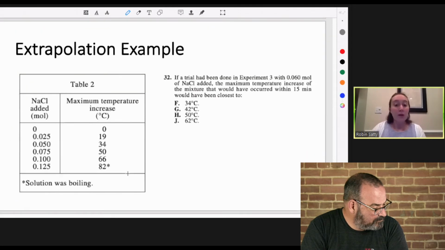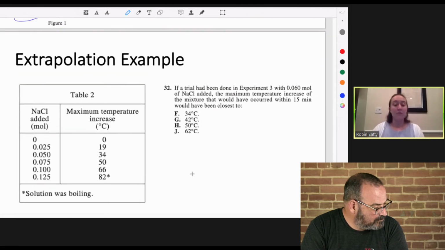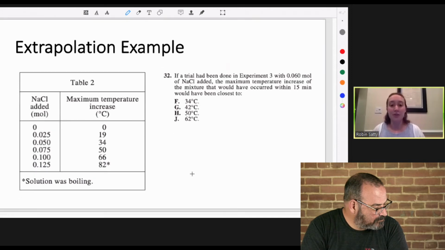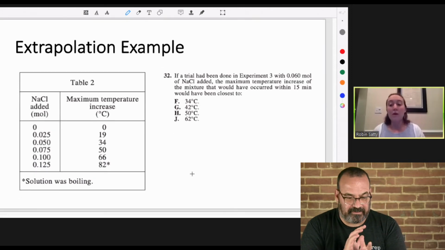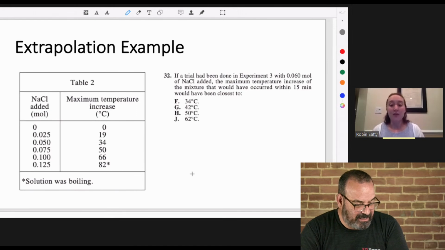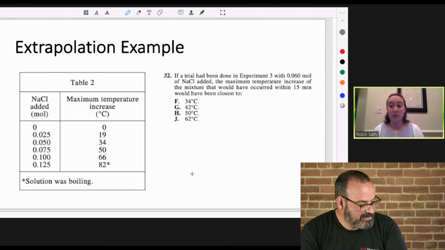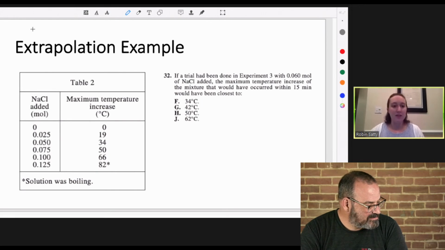And I have one more example for you. And this is an example of an extrapolation question. Wow, favorite. Love it. You'll always see a couple extrapolation questions. This particular example is actually not extrapolation. It's actually interpolation.